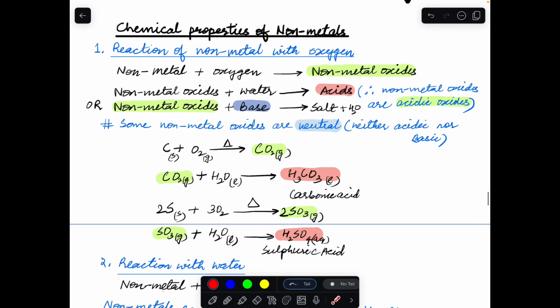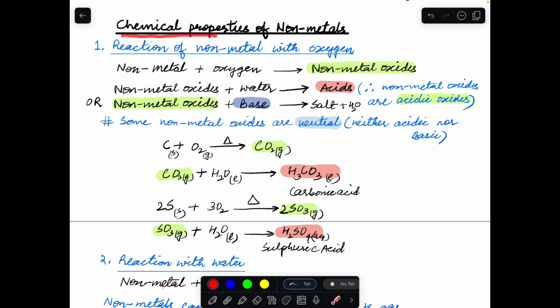Now next is chemical properties of non-metals. We have discussed all the chemical properties of metals, so we will do it for non-metals also, but not so much in detail. Very few reactions you have to remember. The first one is the reaction of non-metals with oxygen. We have done that metals react with oxygen to form basic oxides, but a non-metal will react with oxygen to form non-metal oxides, which are acidic oxides.